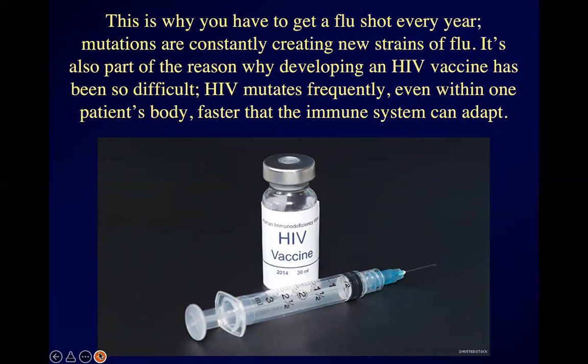It's also part of the reason why it's been very difficult to develop a vaccine against HIV. HIV mutates so fast that coming up with a vaccine for it is like trying to hit a very rapid moving target. By the time you've developed a vaccine against one strain of HIV, that strain has been replaced by others. Even within one patient's body, that patient may develop multiple new strains of HIV faster than the immune system can adapt.